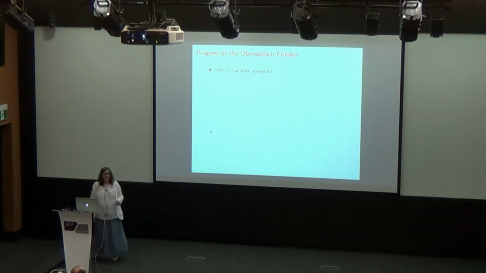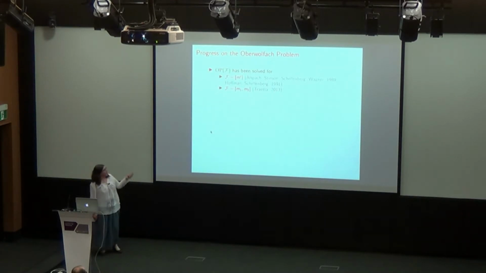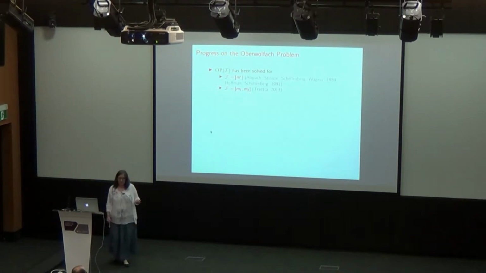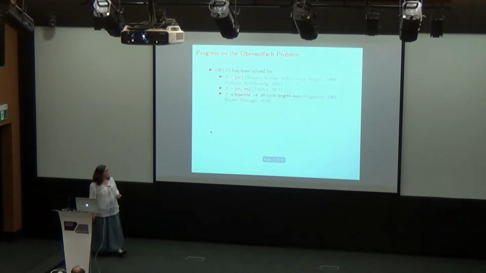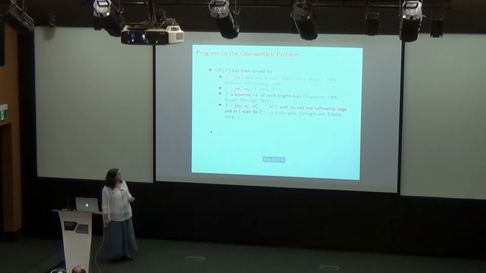Okay, so what is known on the Oberwolfach problem? It has been quite extensively studied. So it's completely solved for uniform factors. So this dates back to around 1990. In the case that there are only two cycles in our factor, so our two-factor has exactly two components, that was finished by Traetta in 2013. If all of the cycle lengths in our factor are even, so our two-factor is bipartite, that is also known.